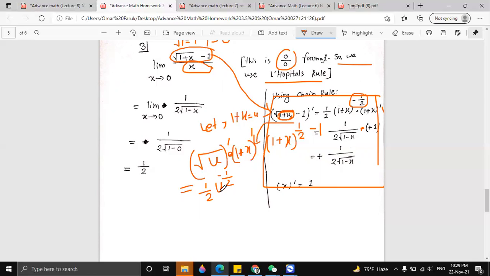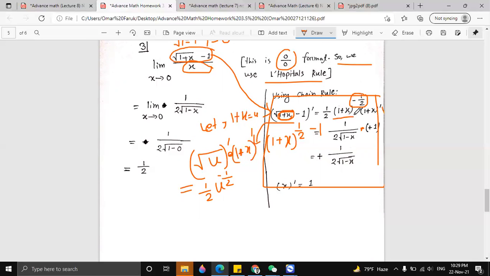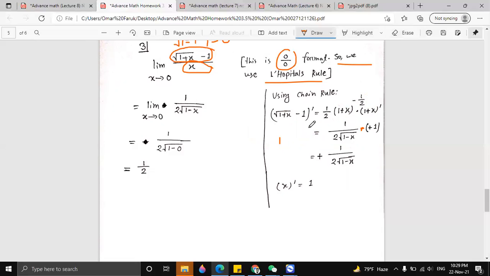Then we just substitute the value of u. So this will be half into 1 plus x to the power minus half, right? This part and the thing I just wrote here are the same, okay? So the derivative of root over 1 plus x is half into 1 plus x to the power minus half. And then, because we are using the chain rule, we have to differentiate the inside function. The inside function is 1 plus x, and its derivative is only 1, okay?